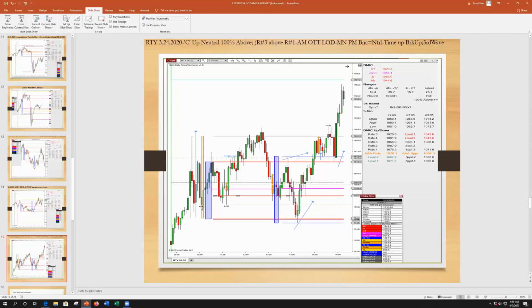The rectangle 3 gold rectangle is only above the rectangle 1, showing us that we prefer to be to the upside. The low of the R3 duplicates with the R1 low. So again, we're seeing a strong indication that this will probably hold.